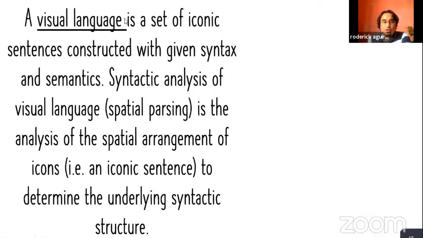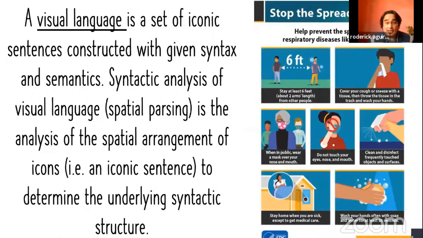just to have our answer for question number one: iconic language. A visual language is a set of iconic sentences constructed with given syntax and semantics. Syntactic analysis of visual language, spatial parsing, is the analysis of the spatial arrangement of icons, like an iconic sentence, to determine underlying syntactic structure. A good example would be this. Ito pong ginagamit natin, we are using visual language for posters. We're using visual language for pamphlets like this from the COVID. So, hindi na talaga siya wordy.